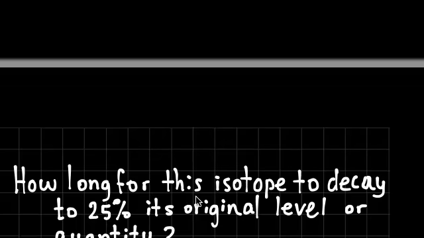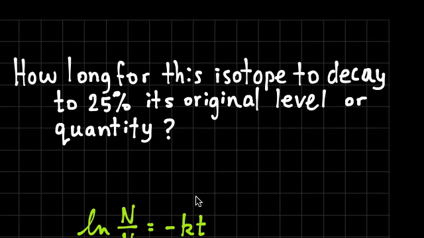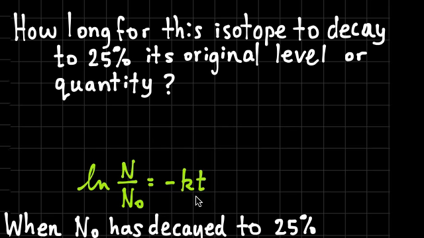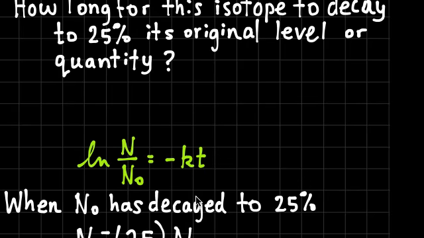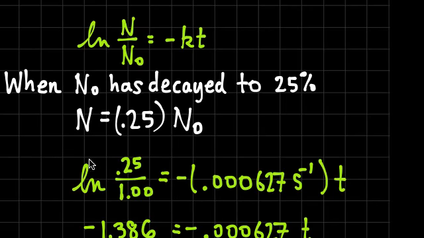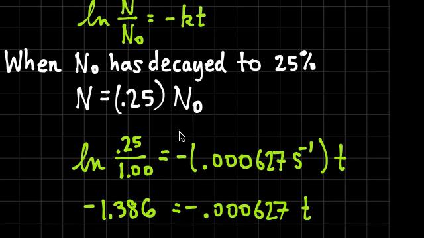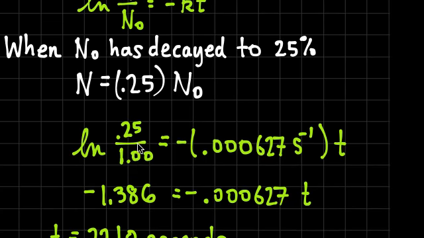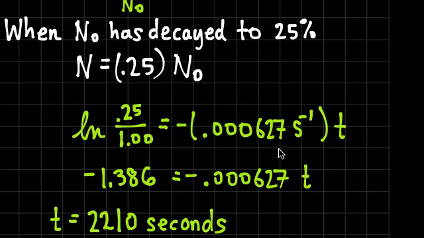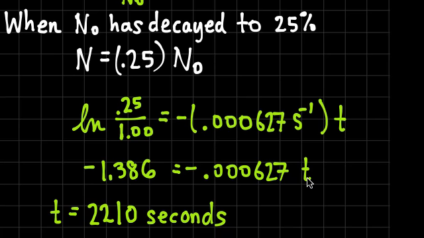But, story. How long for this isotope, how many seconds, hours, days, years, for it to decay to 25% of its original value? The easiest way is to use the equation in this form. When N0, the original amount, decays to 25%, my new amount is 25% of the original amount. So basically this is 0.25 as a decimal, and this is the constant, and I'm curious about the time. And just solve for the time.